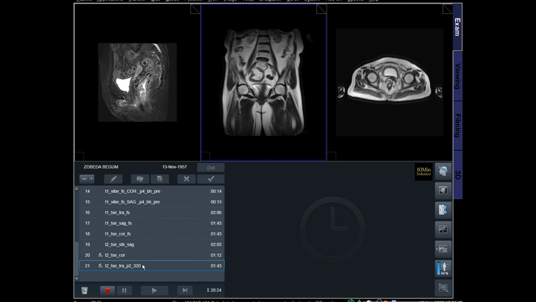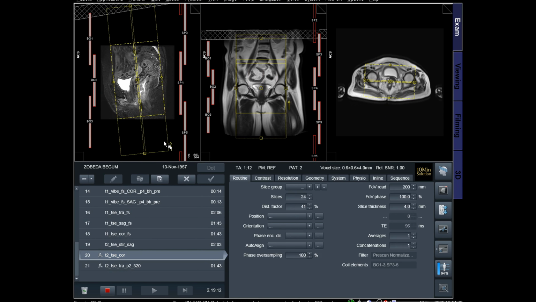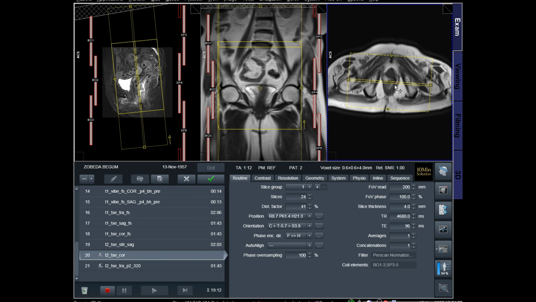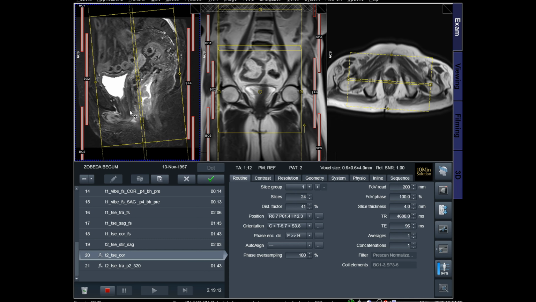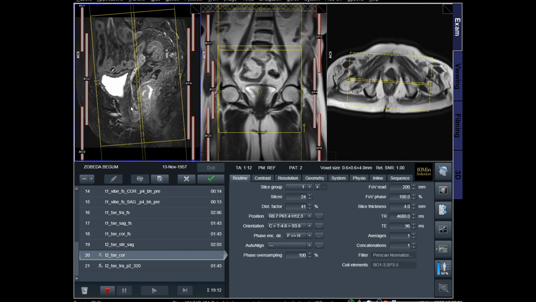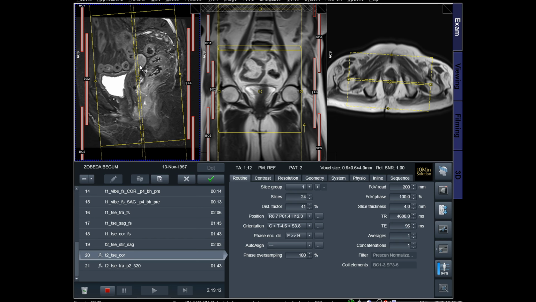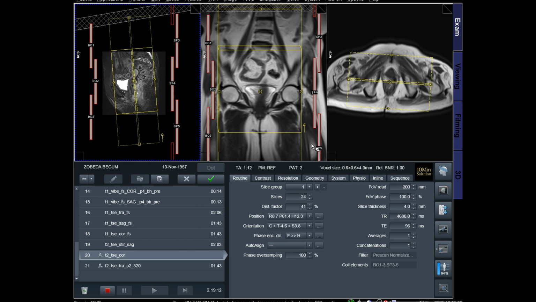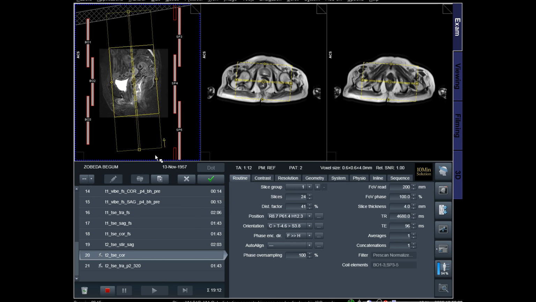T2 TSE Coronal Planning. Plan the coronal slices on the sagittal plane and position the block vertically across the pelvis. Verify the positioning block in the other two planes. Provide an appropriate angle in the axial plane that is parallel to the right and left hip. Ensure that the slices adequately cover the entire pelvis, from the anterior abdominal wall to the sacrum. Adding saturation bands on top and in front of the coronal block will help reduce artifacts caused by arterial pulsation and breathing.